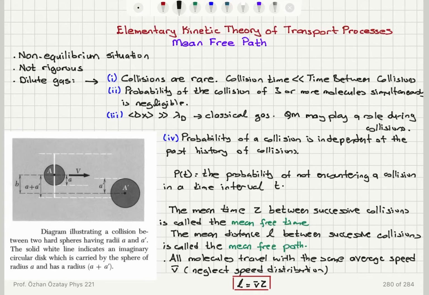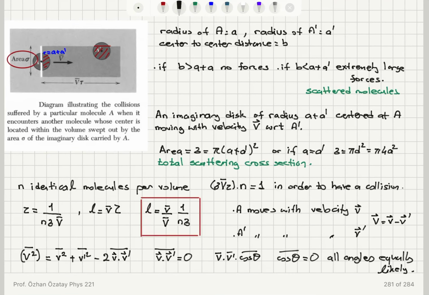The probability of not encountering a collision in a time interval t we call P of t. The mean time between collisions is the mean free time tau. The mean distance between successive collisions is the mean free path L. We're assuming all molecules move with the same average speed, a lowercase v bar. We're neglecting the speed distribution so that the mean free path is v bar times tau.